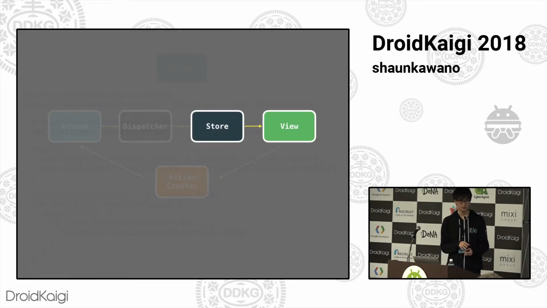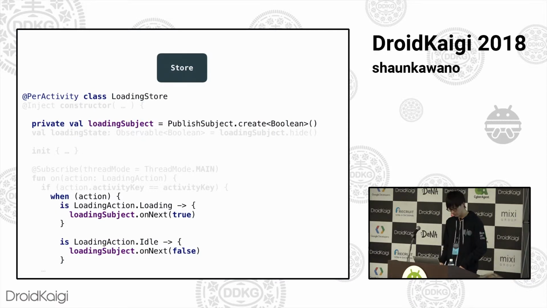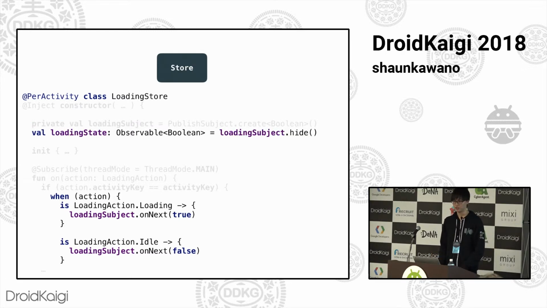Okay, so once the store changes its state, the view needs to subscribe to the state change, right? And how do we do that? For the loading case, we use RxJava to stream the loading state change. So this is loading store. Once we pass true or false to loading subject, we also have a public property called loading state, which is a hidden version of loading subject. The hide function is used when we have a publish subject and we want it to be subscribed to as an observable type. It's going to look like an observable, but it's actually a publish subject.